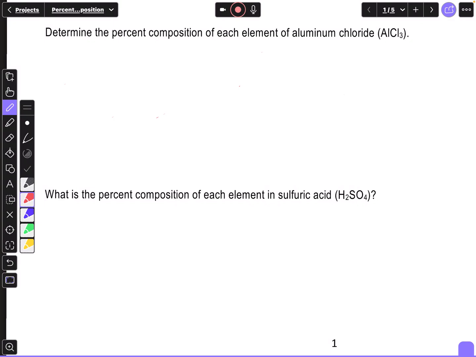So we have each element, we have aluminum that makes this up, and we have chlorine. So aluminum, we have 1 aluminum atom. We're going to multiply that by the molar mass of aluminum. Chlorine, we have 3 of those atoms. We're going to multiply it by the molar mass of chlorine.